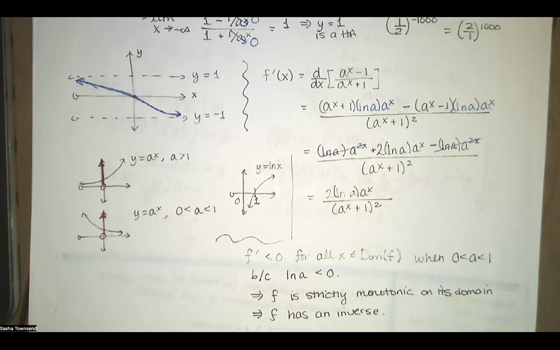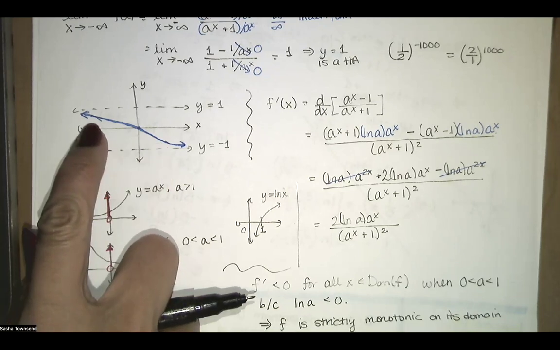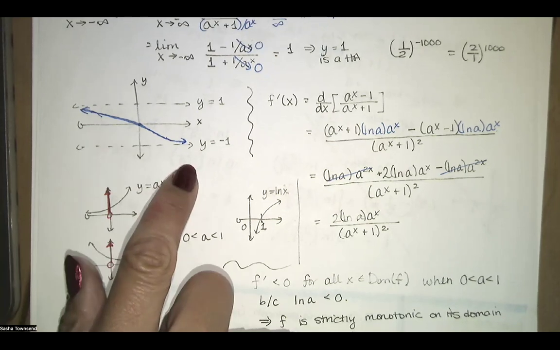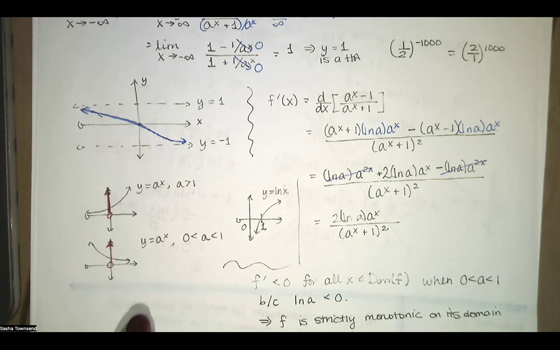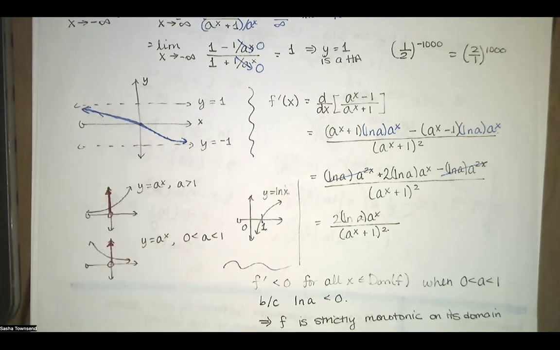And again, you say, well, what does the graph look like? Well, I don't know exactly what it looks like, but it looks roughly like that. We know that the end behavior is that it approaches y equals 1 as x goes to negative infinity. The function approaches y equals negative 1 as x goes to positive infinity, and then it decreases in between. So roughly it looks like that, and we saw what the graph actually looked like for different values of a between 0 and 1.